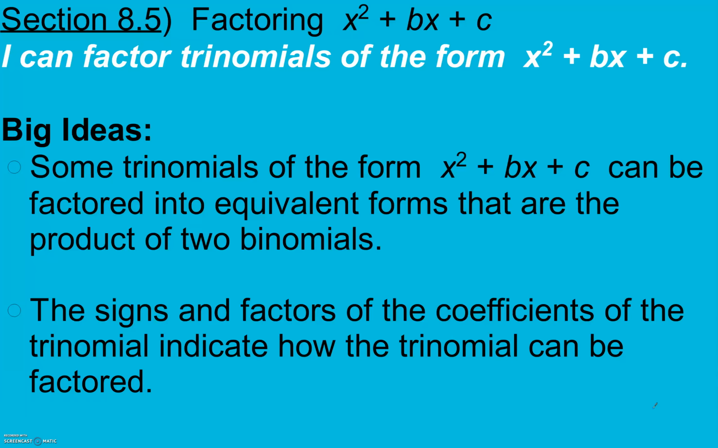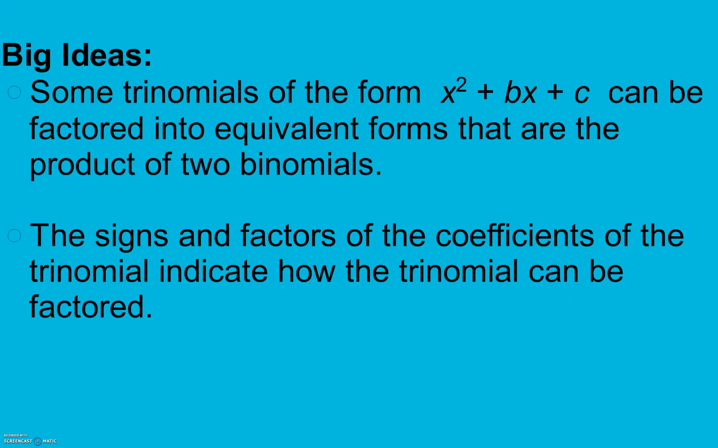So far this chapter, we started off with two binomials and multiplied them into a trinomial. Here we're going to start off with quadratic trinomials and factor, which is kind of like dividing them back into their original pieces, then back into the two binomials that were multiplied together. The signs and factors of the coefficients of the trinomial indicate how the trinomial can be factored.